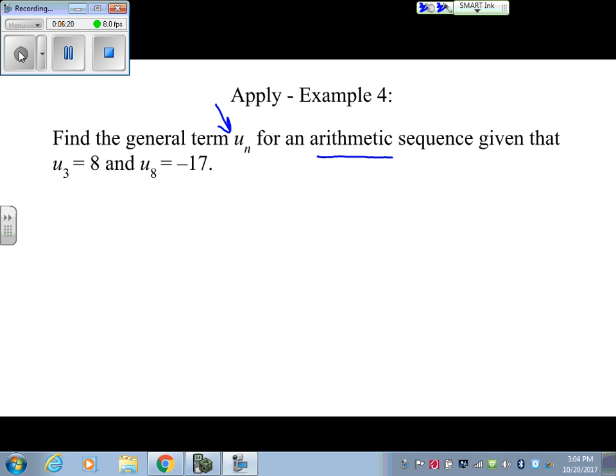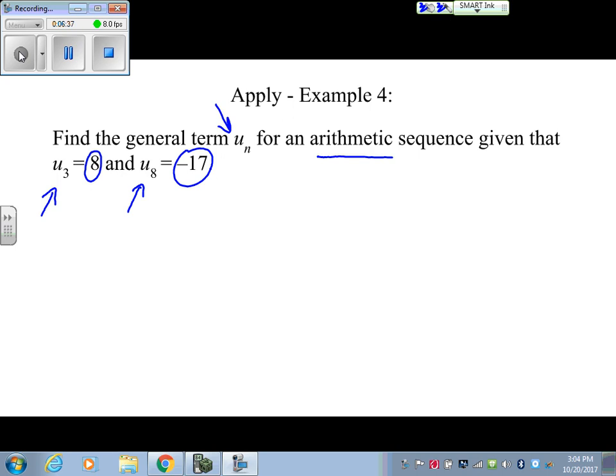It is an arithmetic sequence, so we know it has a common difference. And we also know u sub 3. And to refresh our memory, u sub 3 means the third term. So if I listed out all the numbers, the third number in the list would be 8. And the eighth number, or u sub 8, the eighth term, is going to be negative 17.